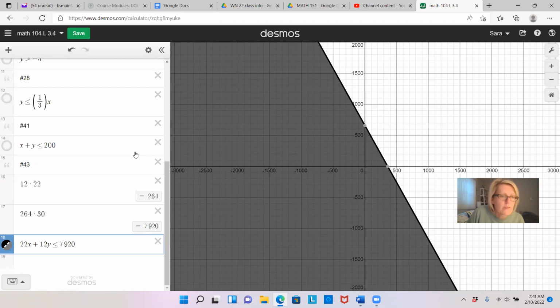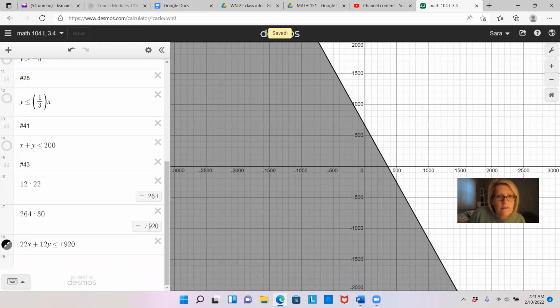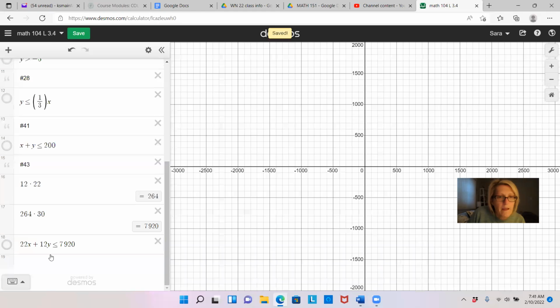Shading to the left. Very cool. So that is the trickiest of the tricky. So don't stress. We're going to do more practice in class, and let me know if you need help with anything.